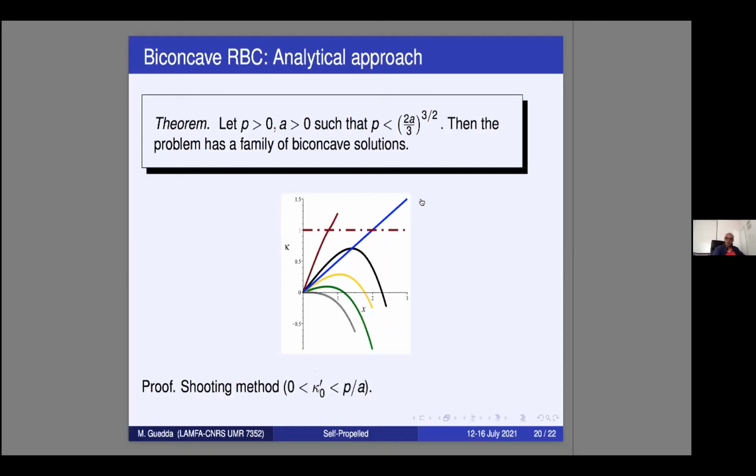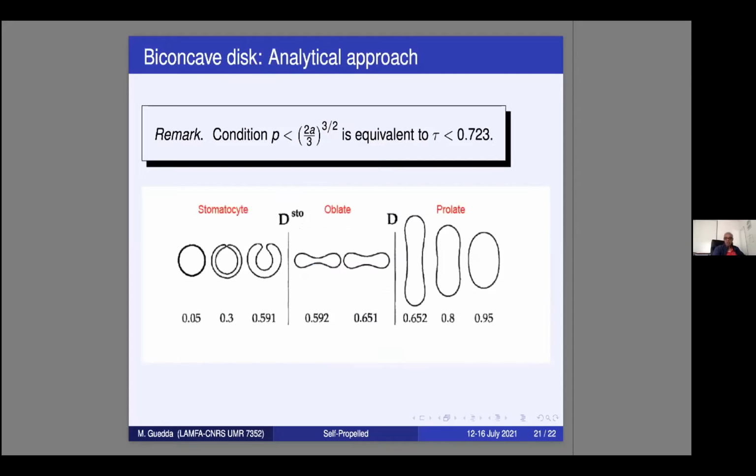The curve is the limit for our analytical result, not exact, because you can obtain a solution even if this condition isn't satisfied. So here we include only three solutions, and in fact, what is remarkable is that this condition is equivalent to less than 0.7. In the case we had here, we obtain, of course, oblate solutions, and also if P equals 0, we obtain the sphere.